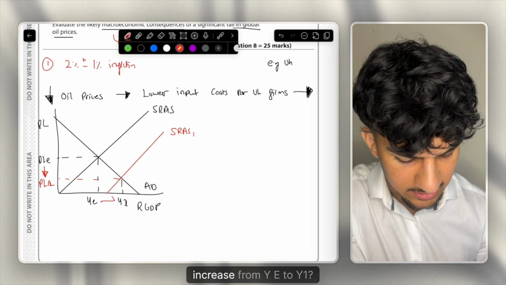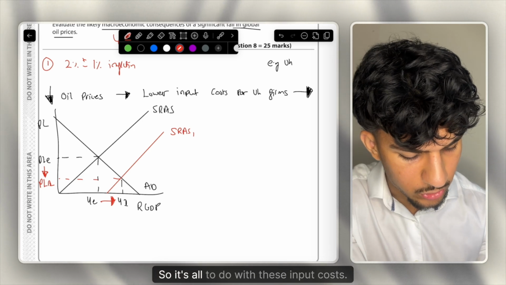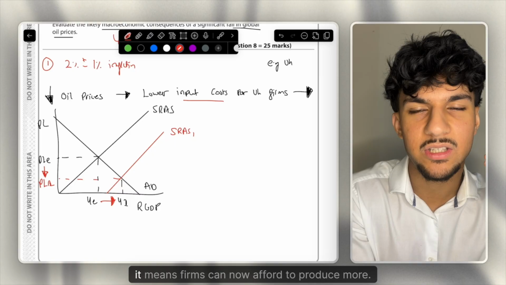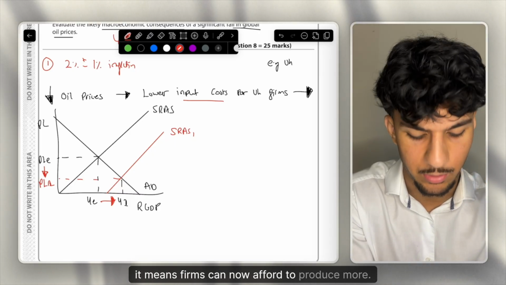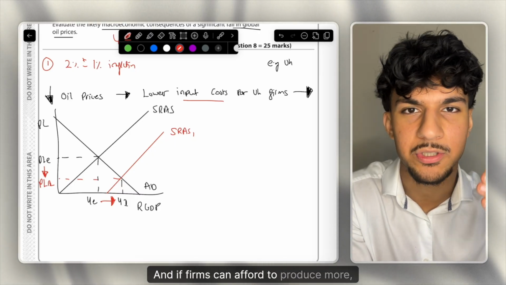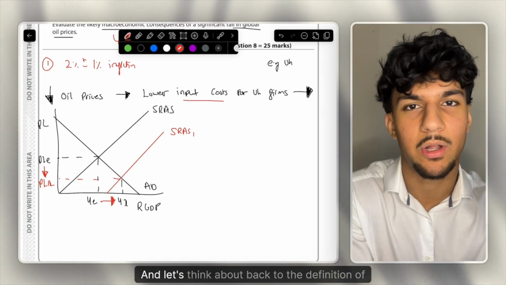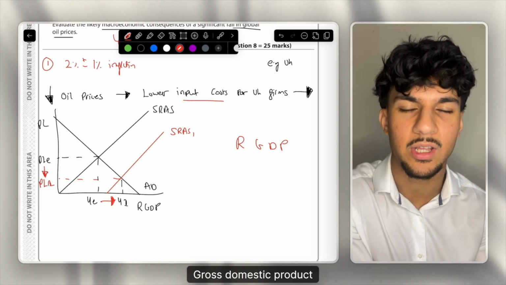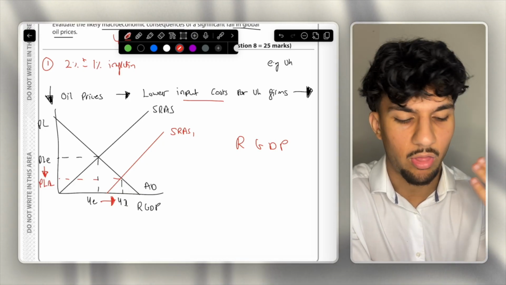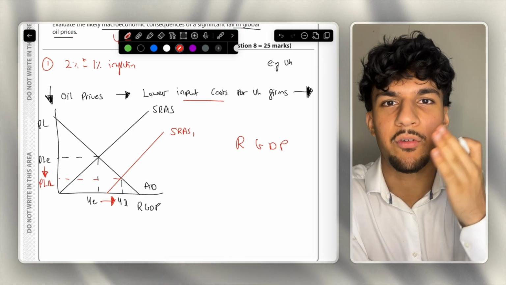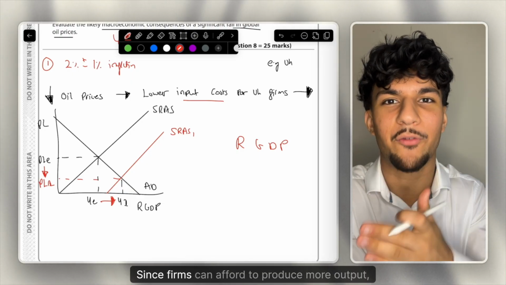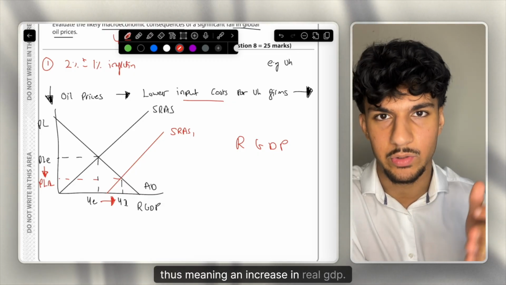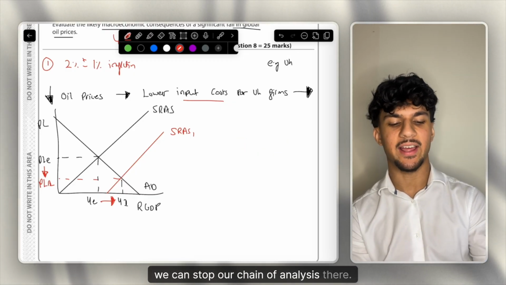Why does real GDP increase from YE to Y1? It's all to do with these input costs. Since these input costs are falling for firms, it means firms can now afford to produce more. And if firms can afford to produce more, it means there's more output. Let's think back to the definition of what real GDP actually is. Gross domestic product. It means there's more gross domestic product, thus meaning an increase in real GDP. And we can stop our chain of analysis there.